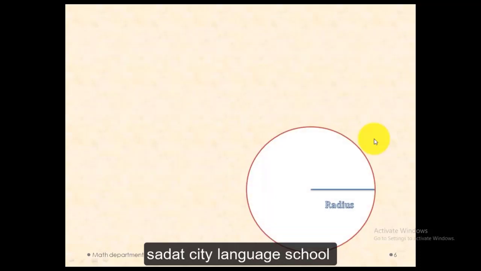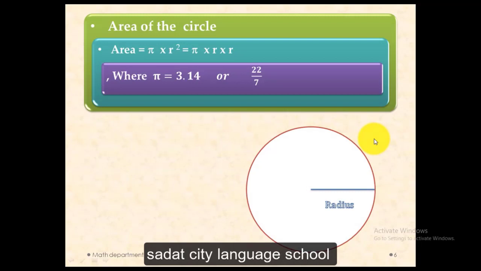The second part in our lesson is the area of the circle. We learned the meaning of circumference of the circle. How can we find the area of a circle? At first, this represents the circle and this represents the radius. To find the area of a circle, we have one rule.